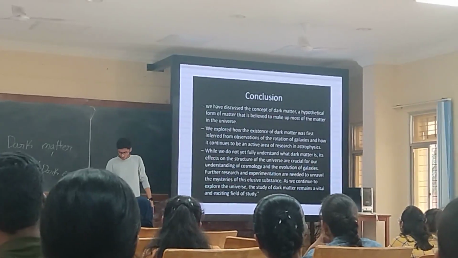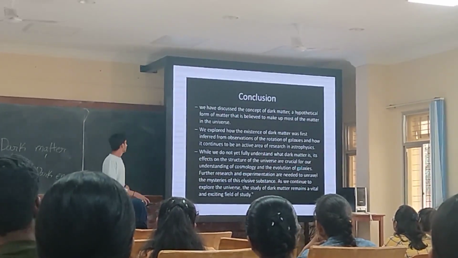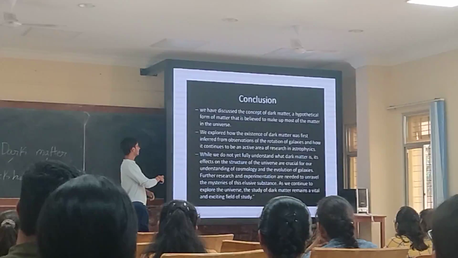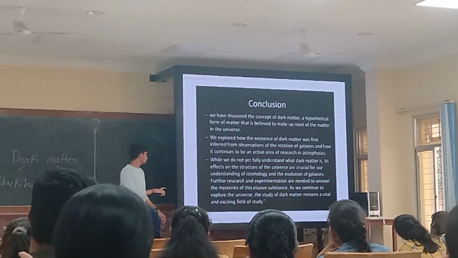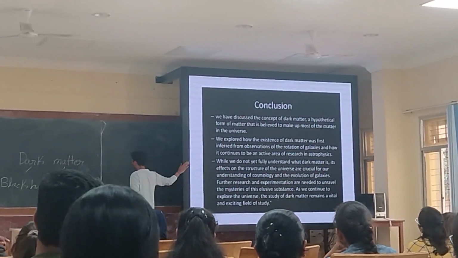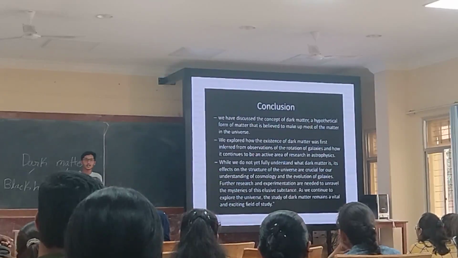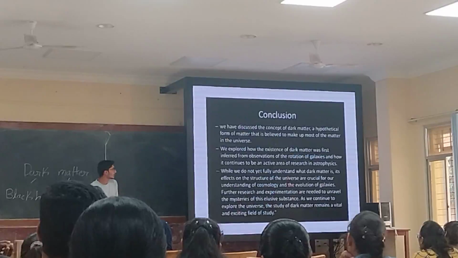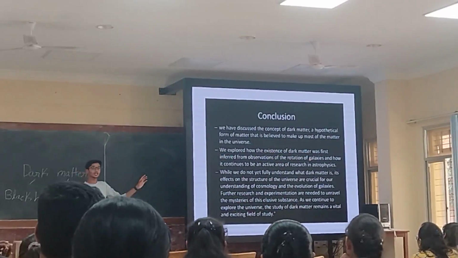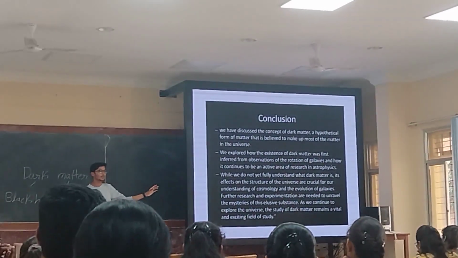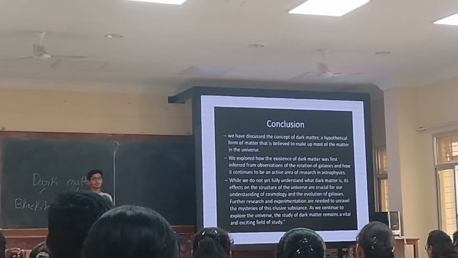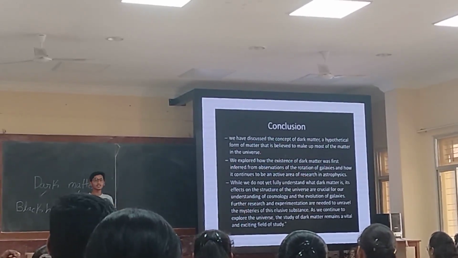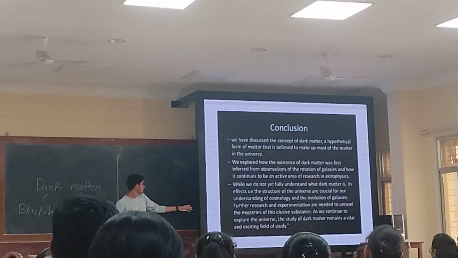So what we can conclude now is, we know the concept of dark matter. We know the difference between dark object, black hole, and dark energy. I hope you understand this. And we explored the existence of dark matter. I think I gave the evidences of dark matter, and if you didn't know about dark matter, I hope I made you believe in it. Why is it there?